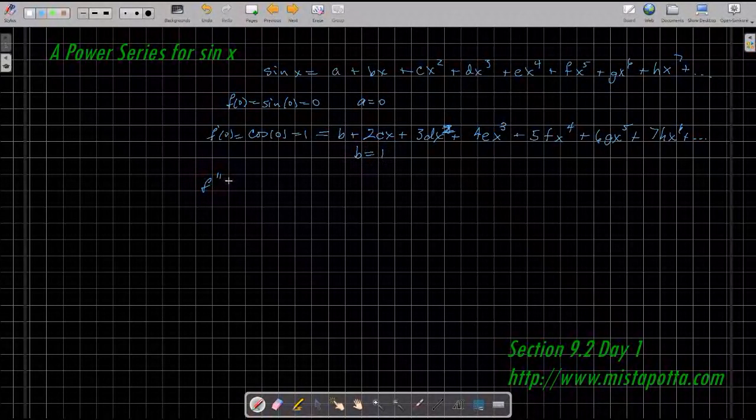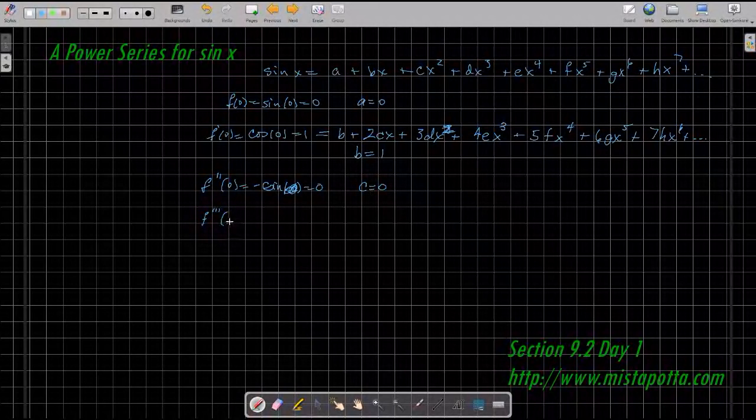The second derivative at 0 is negative sine of 0, which is 0. And so that means all of these terms must be 0, so c must be 0. Because that's the only term when I take the second derivative that doesn't involve x.